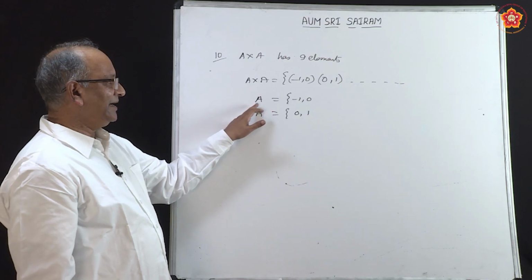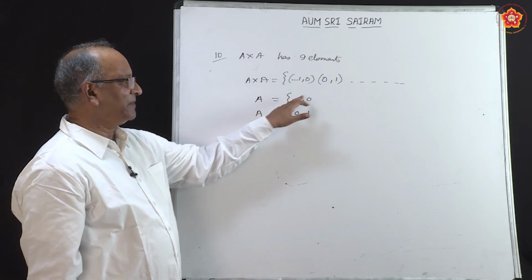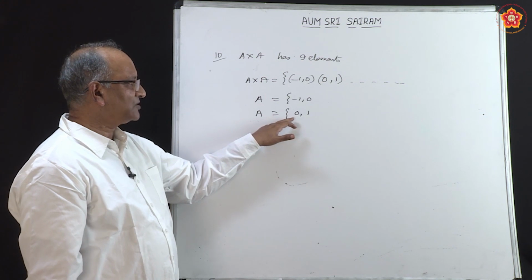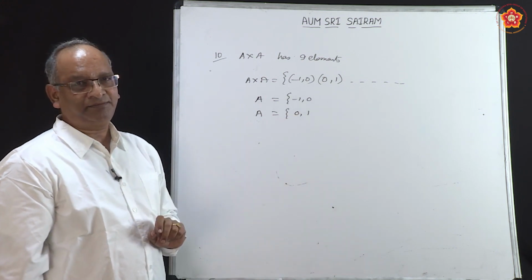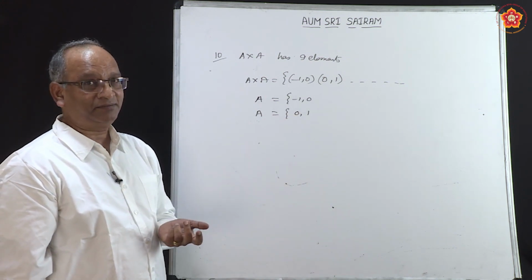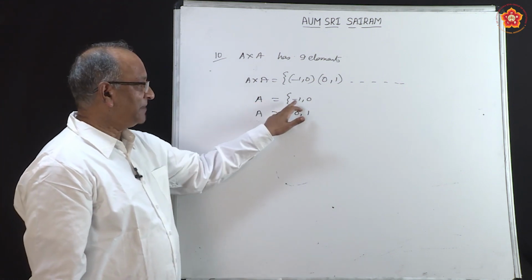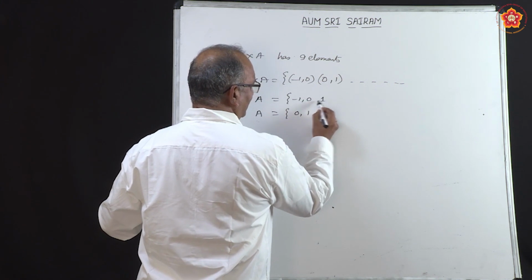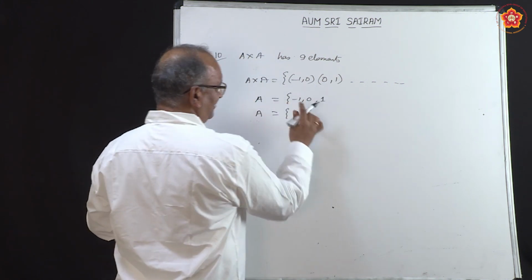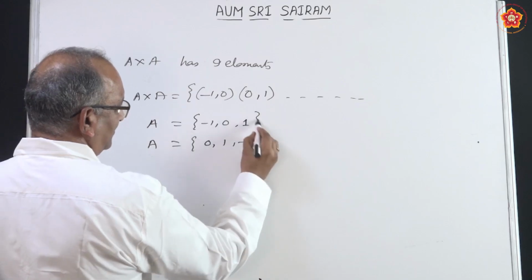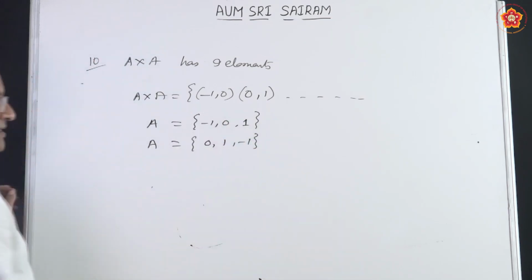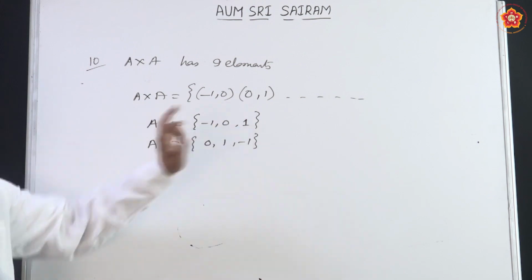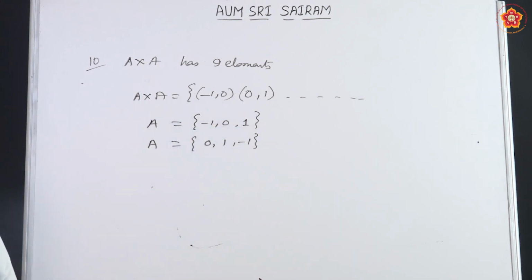Here it is indicating that set A has elements minus 1, 0. This is indicating that set A has elements 0, 1. What is the third element? According to this, minus 1, 0 is there, so what is missing is 1. Here 0, 1 is there, what is missing is minus 1. So, these are the missing elements. Whether you take this or this, the elements are the same. Order can always be different.